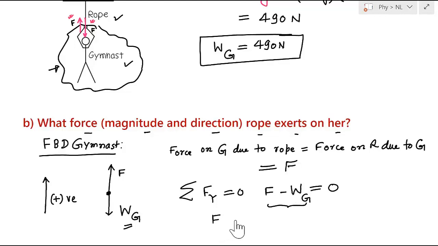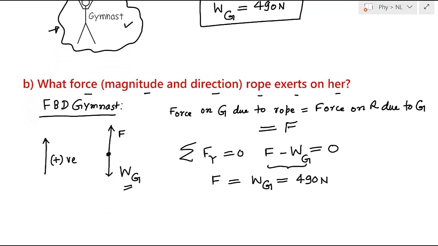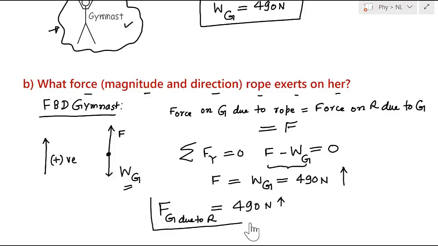This means F is equal to Wz, and we have already calculated Wz. This is nothing but 490 Newton. So now I can say the force applied by the rope on the gymnast has a magnitude of 490 Newton, and this force is acting in the upward direction. So now I can say the force on the gymnast due to the rope is equal to 490 Newton, and this force is acting in the upward direction.